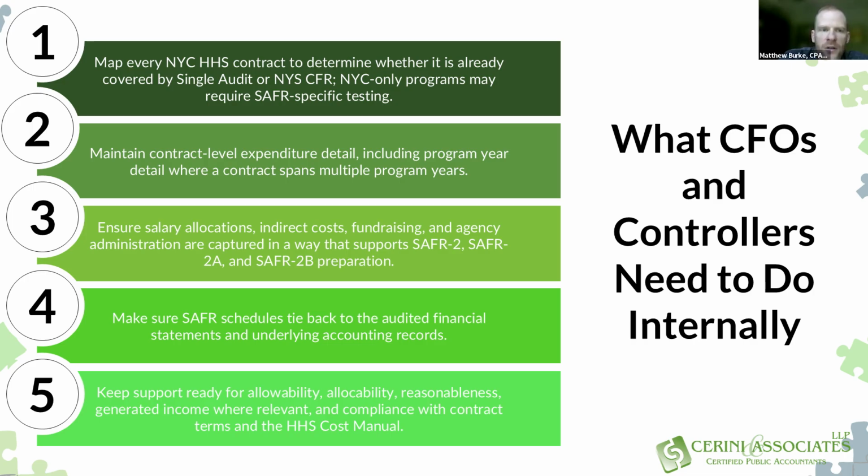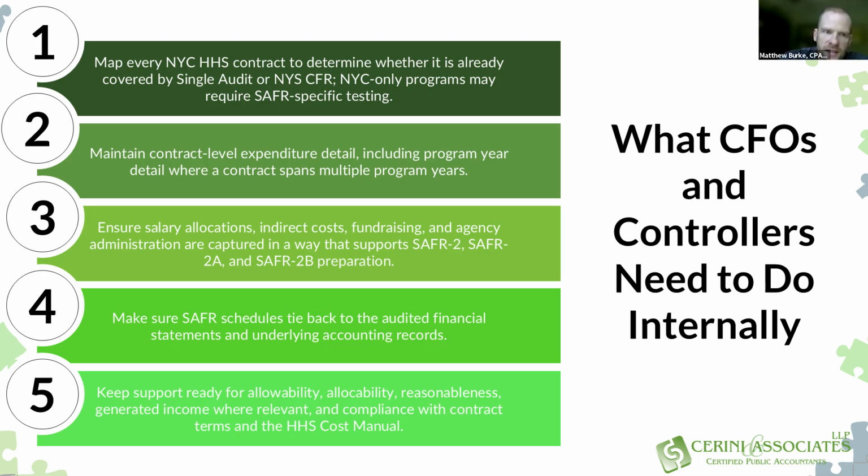So what should you do now? This is what's most important because it doesn't really apply yet. There's nothing to file yet, but you want to be able to map every contract to determine whether it's covered by single audit or CFR, or if it's New York City only, that may require SAFR-specific testing. By the pool of contracts that this applies to. It's not everything, but you might have 1 or 2, you might have 10. You want to be prepared for that and know which of these contracts are going to roll up to the SAFR in the future and be required to be reporting this way.